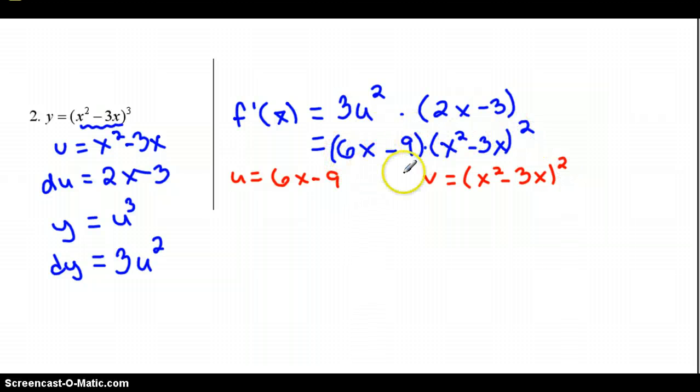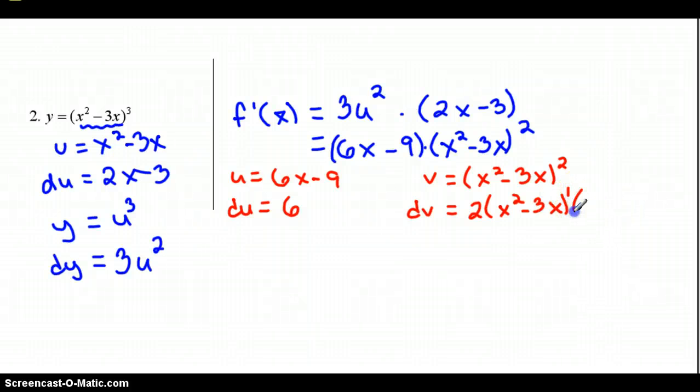So if you notice, this entire first factor really has to be my u, and the second factor has to be the v. The entire x squared minus 3x squared is the v. So we're not leaving out that squared because that's part of what your v is, which means we're going to have to use the chain rule within the product rule. So I'm just writing out my du. My derivative of v, I'm going to have to use the chain rule here. So the power of 2 is going to come down, multiply by x squared minus 3x. Remember, we drop one power, so now I have it to the first power, multiplied by the derivative of the inside, which is 2x minus 3.